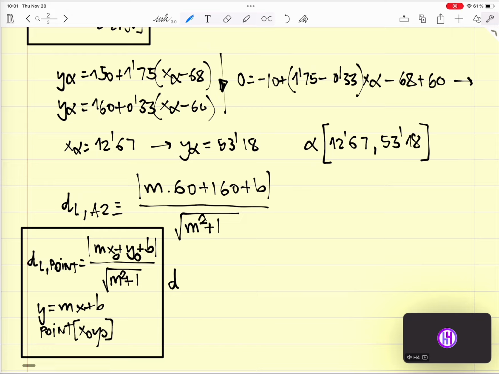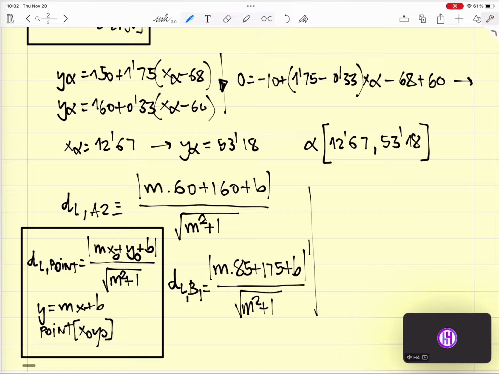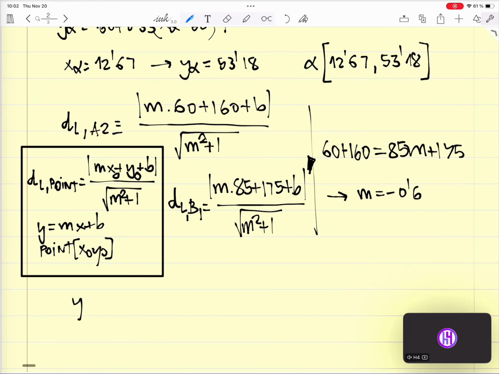And the distance between the line and B2 and B1 is m times 85 plus 175 plus b divided by square root of m square plus 1. So 60m plus 160 equals 85m plus 175, because both distances need to be the same. M then equals minus 0.6.